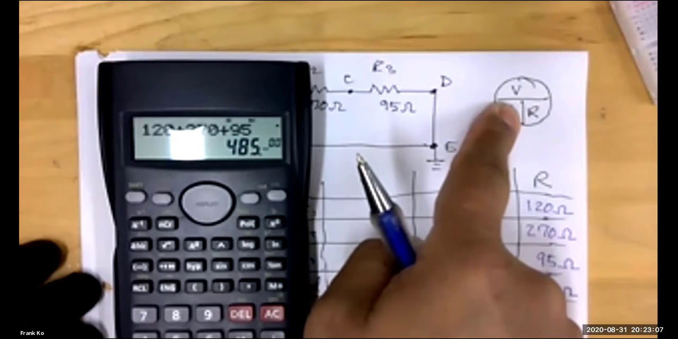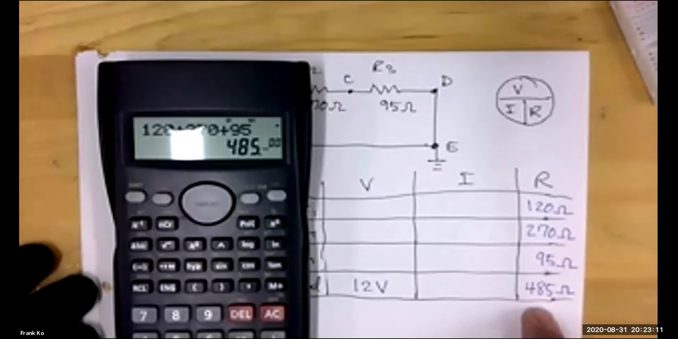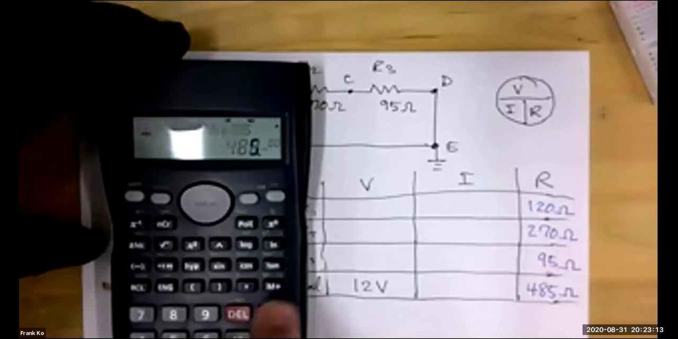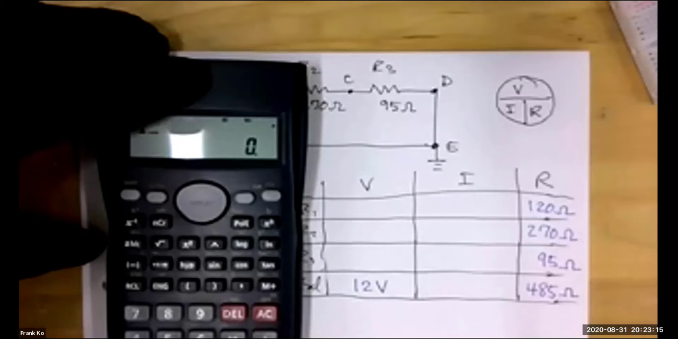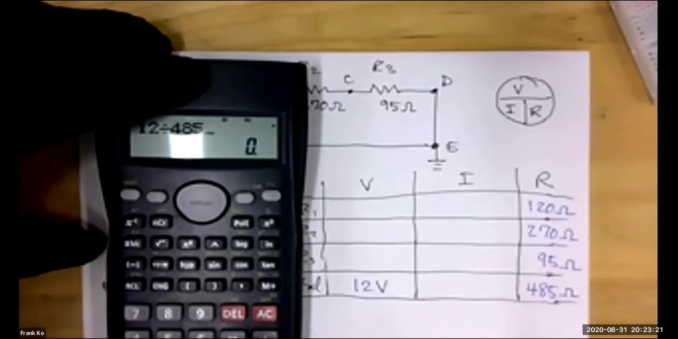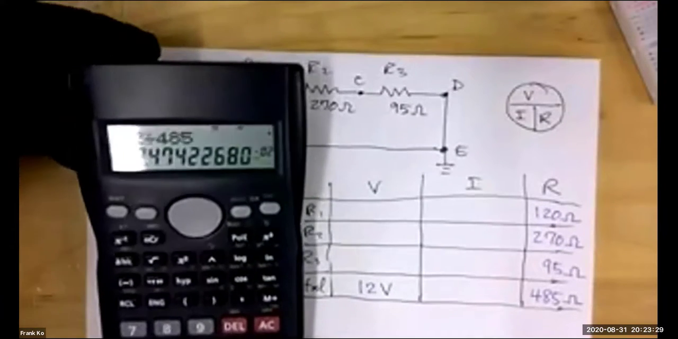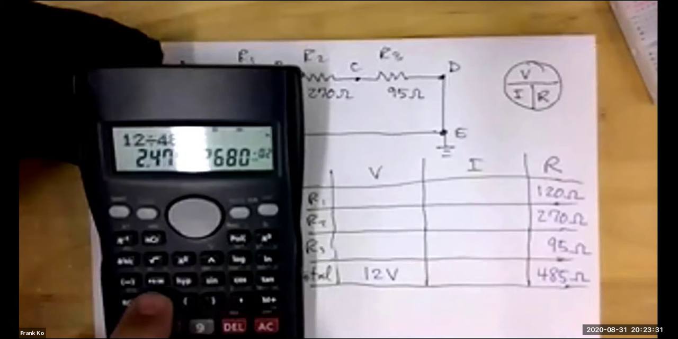V over R. Do I have a V? Do I have an R? Can I enter this into my calculator? So key in 12 right now. Divide by 485. Hit enter. Again, that's not a good value. It's some power other than a multiple of 3. So what do we do? Hit engineering.